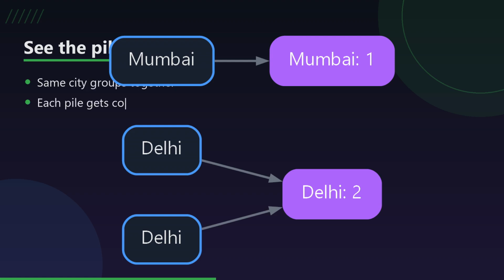Picture the rows lining up. All the Delhi rows drift into one group, all the Mumbai rows into another. Watch how each colored group collapses into a single summary row at the end. That collapse is the heart of GROUP BY.